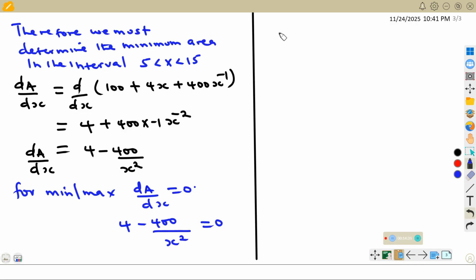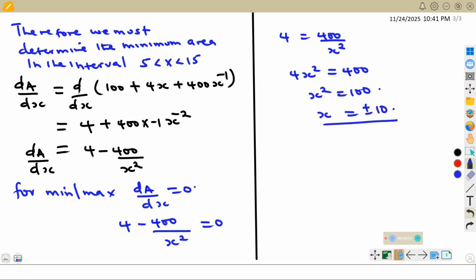So this will be same as 4, which is equal to 400 divided by x squared. Let us bring this one that side. 4x squared is equal to 400, which means x squared is equal to 100. So for that case, x will be plus or minus 10 when you take the square root of 100. So we have got two values of x: either x is equal to 10 or your x is equal to negative 10.